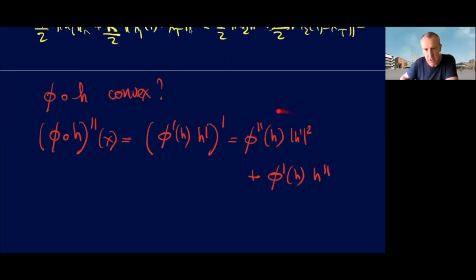So this is positive. On the other hand, if h were convex, h double prime will be positive as well. But is phi prime positive? Is it true that a convex function is always monotonic increasing? Is a convex function phi monotonic increasing?